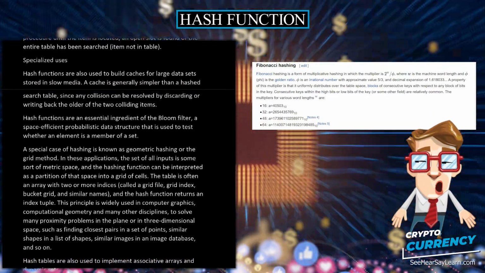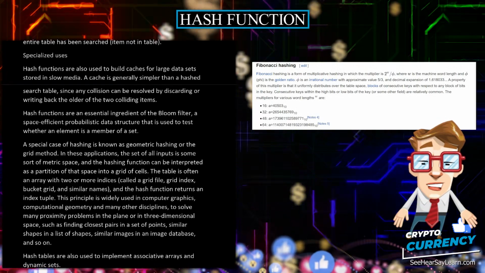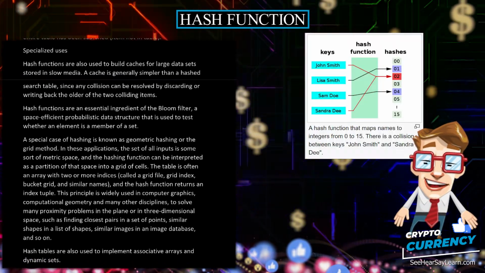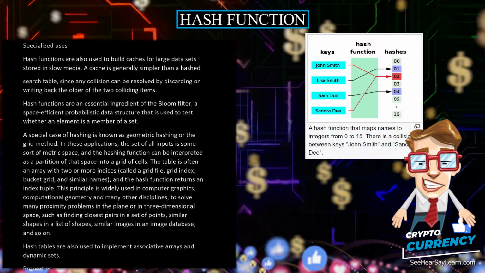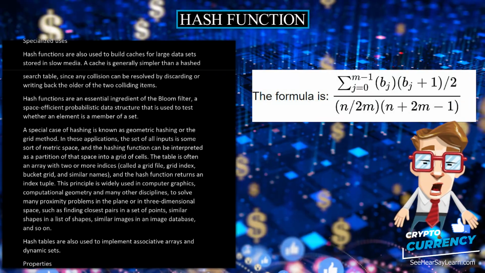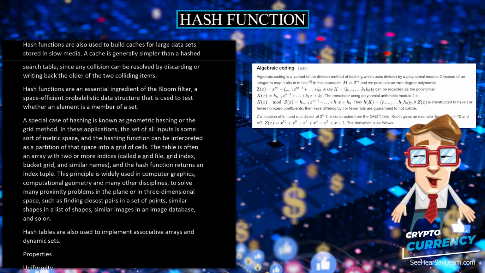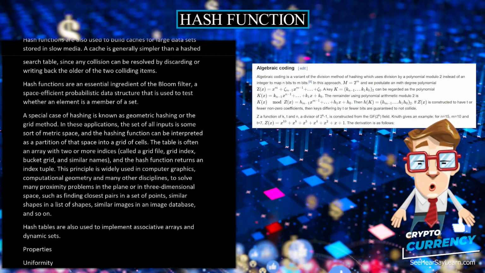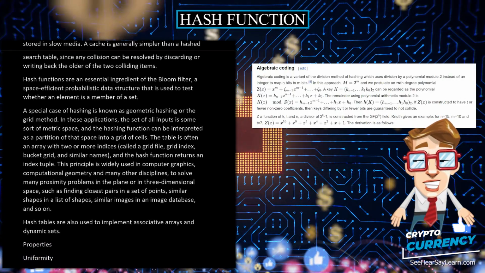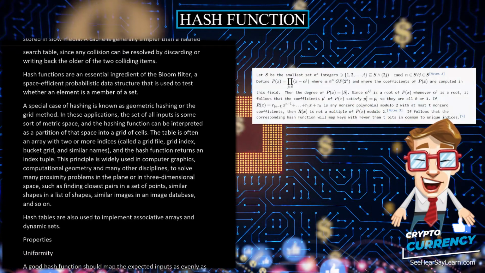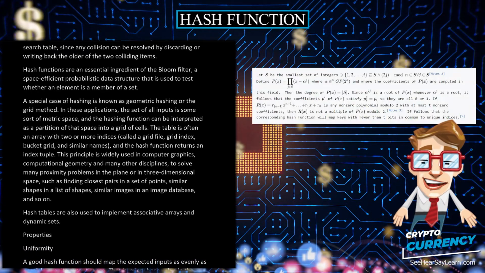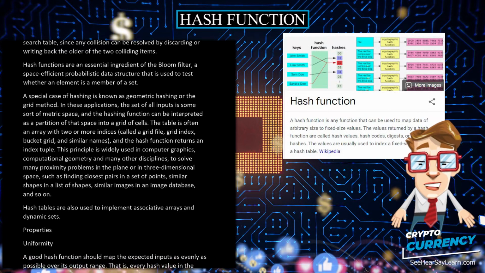Hash functions are an essential ingredient of the Bloom filter, a space-efficient probabilistic data structure that is used to test whether an element is a member of a set. A special case of hashing is known as geometric hashing or the grid method. In these applications, the set of all inputs is some sort of metric space, and the hashing function can be interpreted as a partition of that space into a grid of cells.